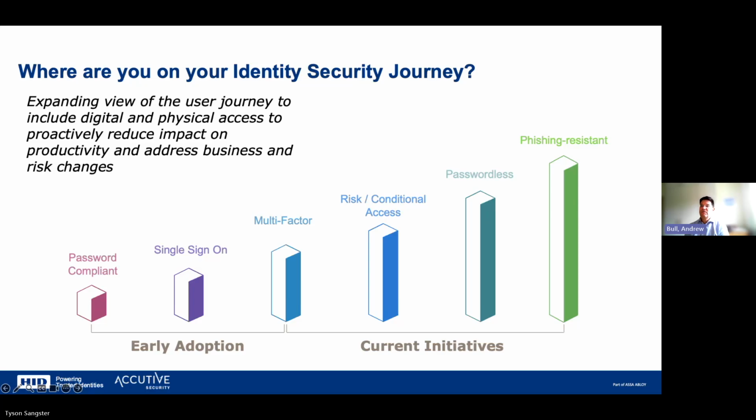Single sign-on, obviously most people have already moved through that. Single sign-on is not just about using one password to access your network and applications. It's generally also about that access management that chooses which applications are available to an individual. But at the same time, we're still relying on a password to actually access the systems.